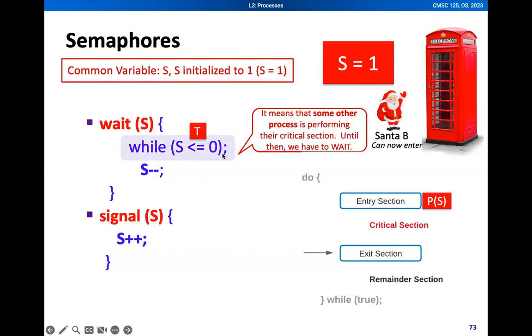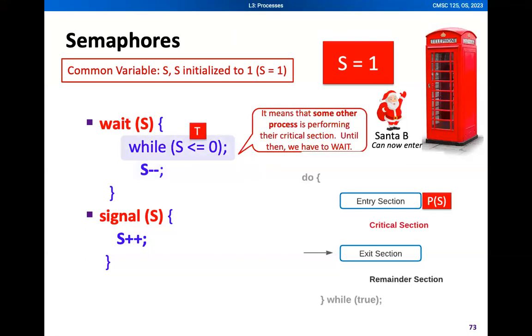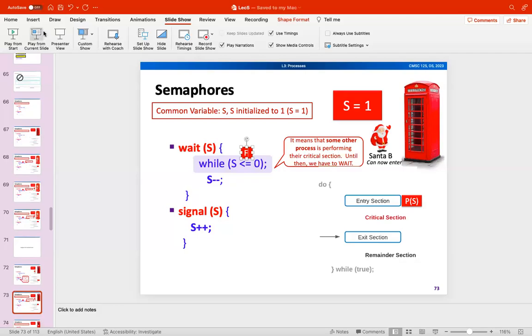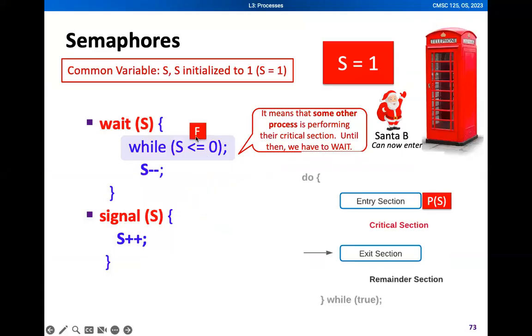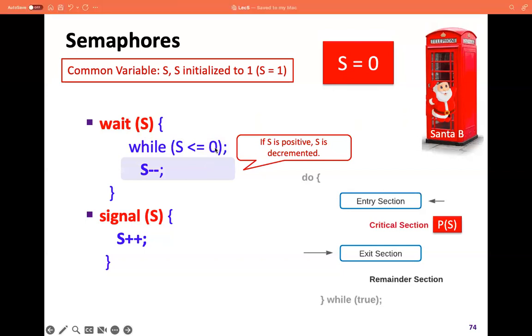Now we go back here. Santa B was still waiting, right? And now the condition, S less than or equal to 0, actually should be false, no? This should be false since S now is equal to 1. So let me just change this. This is now false because S is equal to 1 and it is not less than or equal to 0. That means that 1 telephone booth is now available. So Santa B can now enter and quit waiting. So we are also out of the loop.